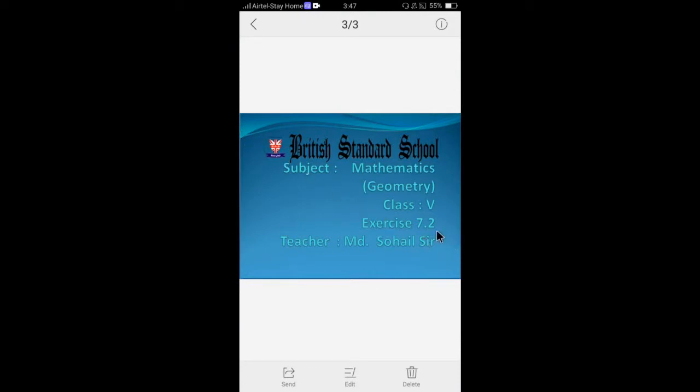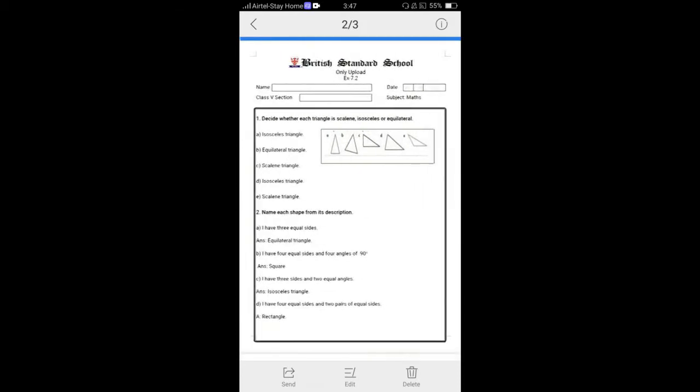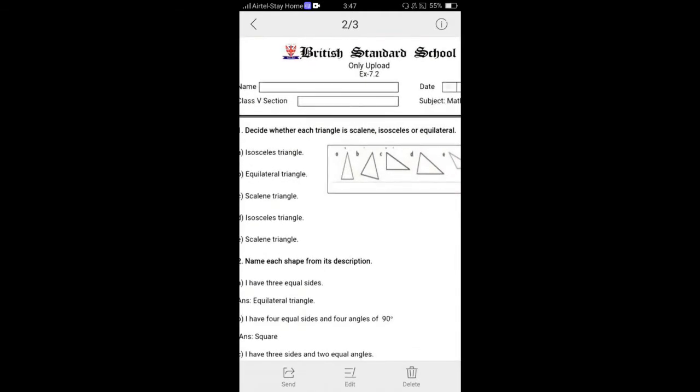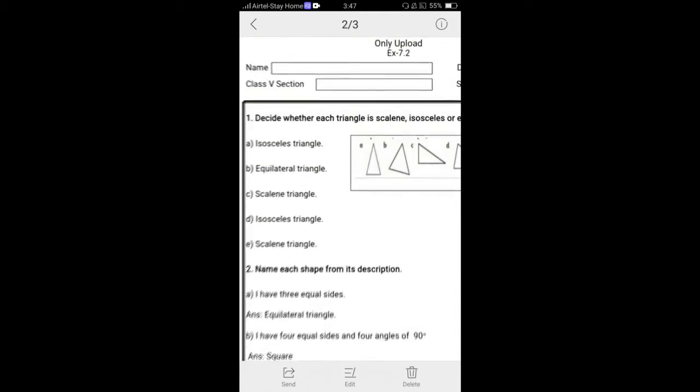Today I'm here to teach you exercise 7.2 from Level Up Maths. Let's start today's work. SS2 7.2, question number 1. Let's see the question. Decide whether each triangle is scalene, isosceles, or equilateral.